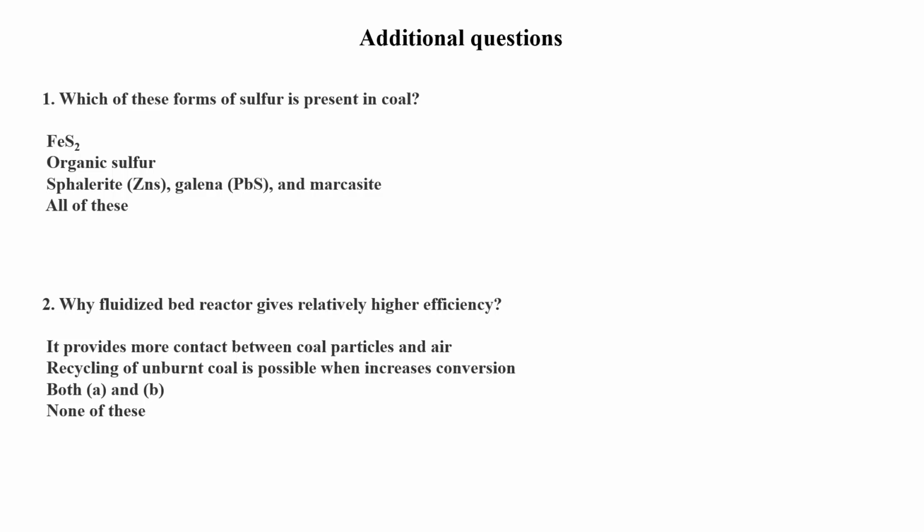Which of these forms of sulfur is present in coal? The answer to this is all of these forms. As I told in the slides, it consists of FeS2, organic sulfur, and various forms such as sphalerite, galena, and marcasite.